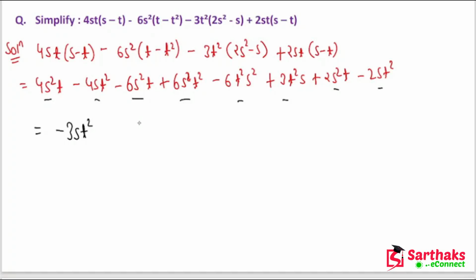So you can clearly see that this was so long of simplification, but the final answer was just a monomial. So that complete expression after simplification has become just a monomial. So this was all about this particular question.